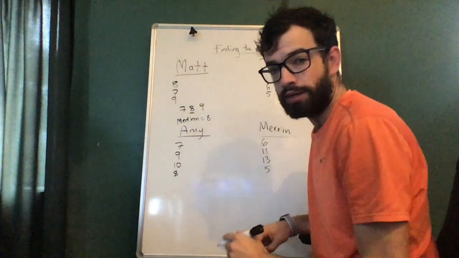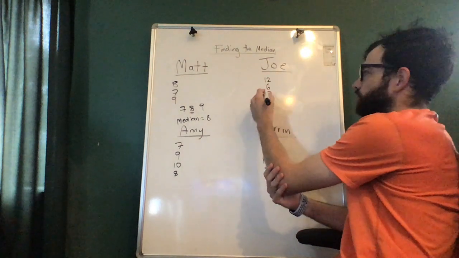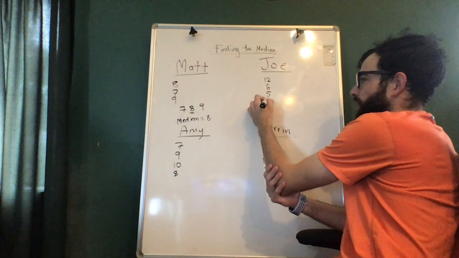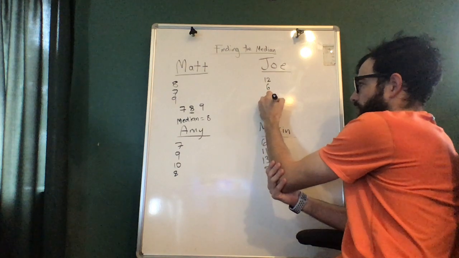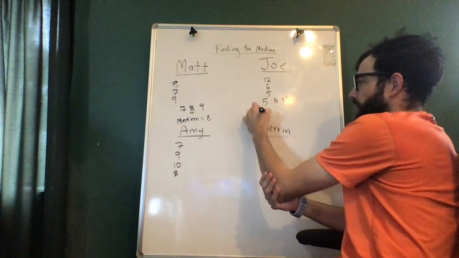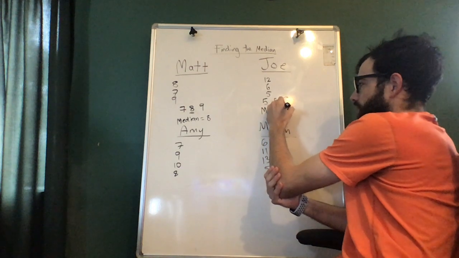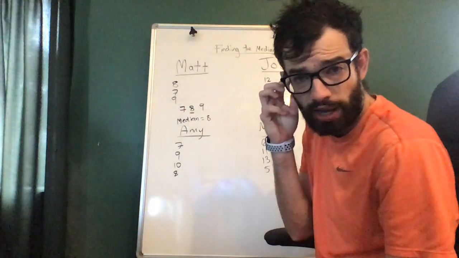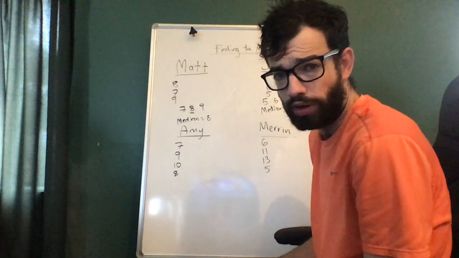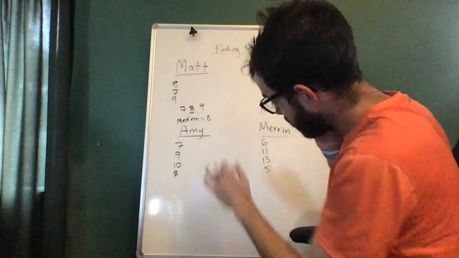Let's go over and look at me. Okay. So I've got 12, 6, and 5. So let's put them in order. Okay. 5, 6, 12. So my median, my middle number, is 6. Okay. Again, pretty straightforward.